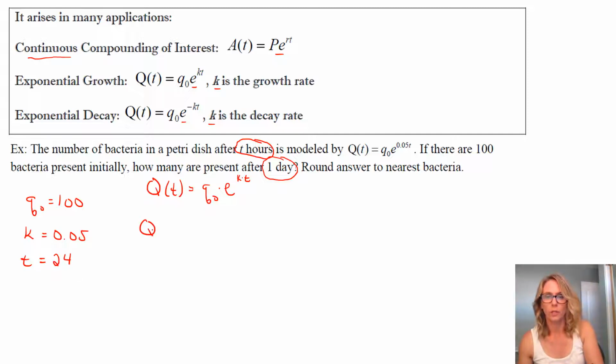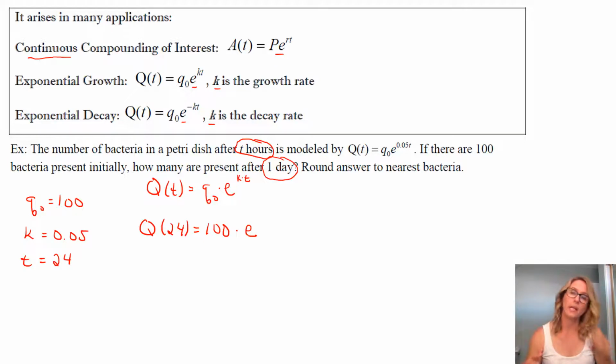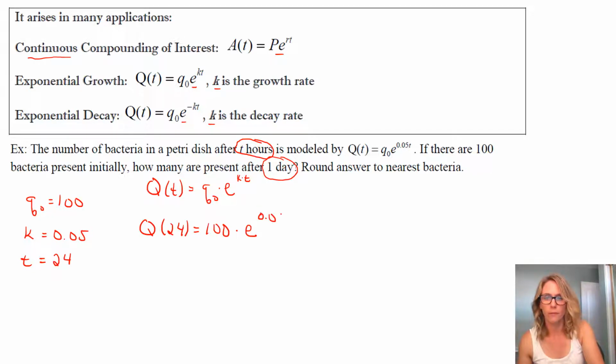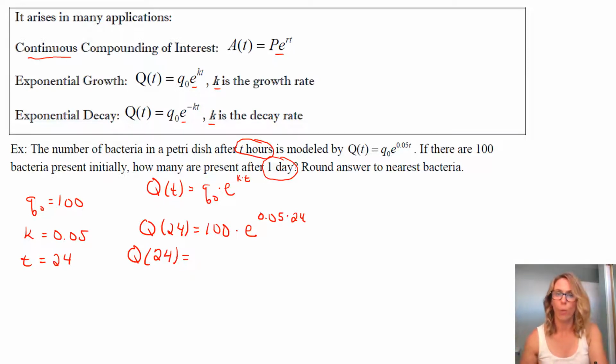So we're going to have Q of 24, and that will be our Q naught times e. So e, remember, here is a number, so it's nothing that we're looking for. It's already there. And then we're raising that to the 0.05 times t, times 24, like that. And then we just plug and chug. We go ahead and put that in the calculator and we see what we get. You can do that all in one shot if you want, and see what comes out. We will be rounding it to the nearest bacteria, so that just means the nearest whole number.